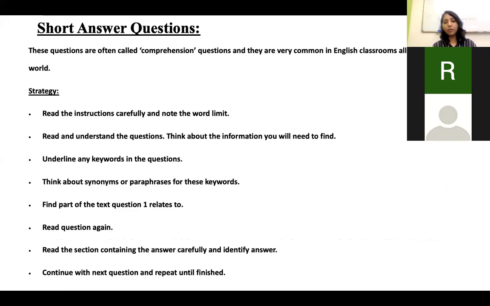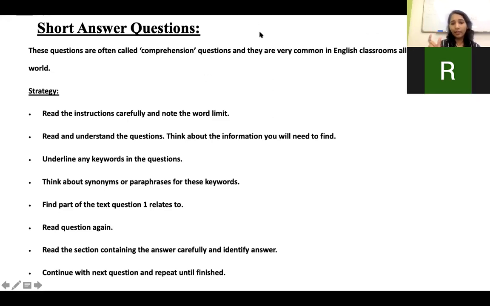So the third question type in your reading is called short answer question. So here as well, you'll be given sentences where you'll have to answer it. So they'll ask you to answer it. There is going to be a certain word limit, either 1 or 2 words. So be careful about the word limit, read and try to understand the question. Think about the information that you will need. Then underline the keywords in each statement. Think of the synonyms again. So most of your reading has the same kind of strategy. Then repeat, continue to read and repeat till it's finished.